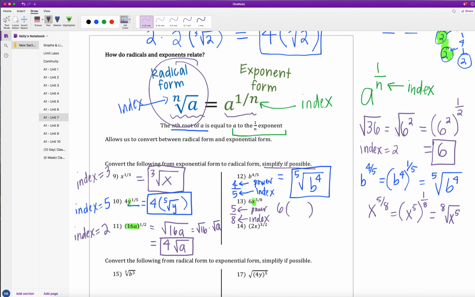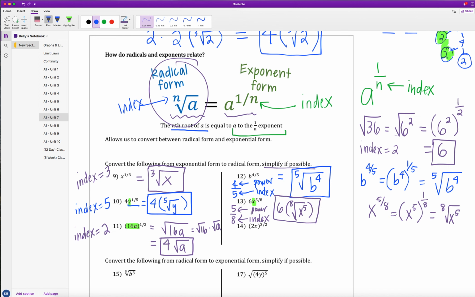Because we had the 6 in front, my final answer would be 6 times the, not the 5th root, the 8th root. Typo. 8th root radical of x to the 5th. I barely left myself enough space there. So 6 times the 8th root of x to the 5th will be our final answer. Sorry, that one got a little messy.